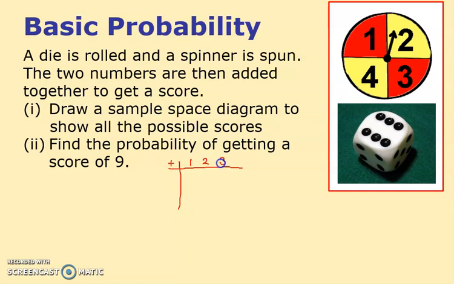Let's do the die going across. 1, 2, 3, 4, 5, 6. And the spinner going down. 1, 2, 3, 4. I'm adding them together. So I get 2, 3, 4, 5, 6, 7. In fact, it's very similar to what we just did, apart from I've got fewer rows going down because the spinner only goes up to 4.